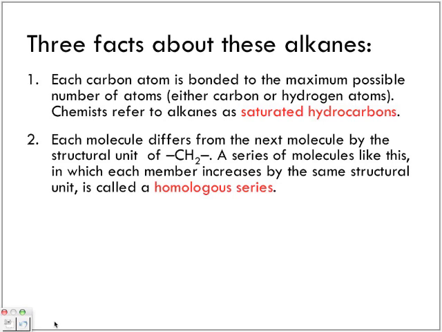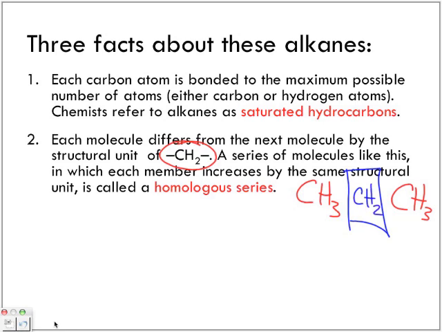A series of molecules like this in which each member increases by the same structural unit is called a homologous series. So the homologous series is pretty much a continuation of all these links that usually occur in between the CH3s. Remember how we said the CH3s usually are found to the outside of a chain, and usually in this middle part is where we'll have the CH2s? Because remember, carbon can bond to 3 hydrogens.